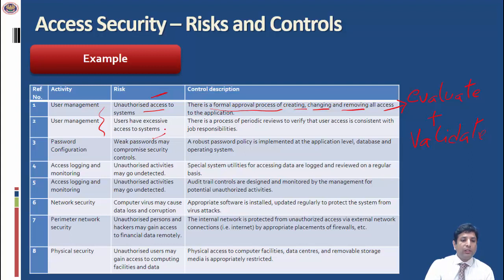Next risk would be users have excessive access to system. That means users could have access which is over and above what is required to perform their job responsibilities. In this case, the control which is implemented is a periodic review to verify that user access is consistent or commensurate with the job responsibilities. Here, as we have discussed earlier also, typically a list of users and their access levels within the system is generated by the IT department, and this is provided to individual department or head of departments to make sure that the access is in line with the user job responsibilities.